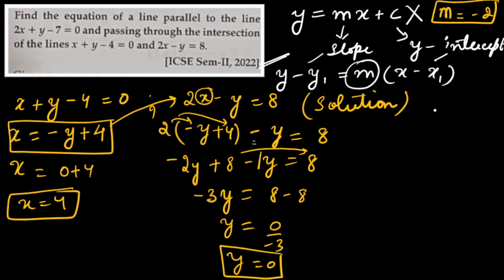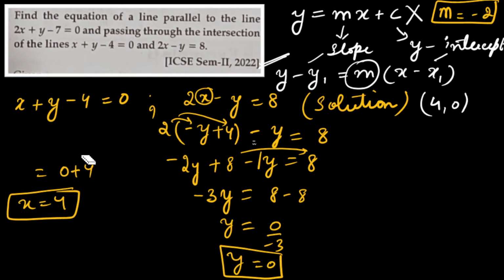So that means the coordinates which we are finding are 4 comma 0. Yes, so 4 comma 0. This is the point of intersection of these two lines. Now we can find the equation using the slope point form.